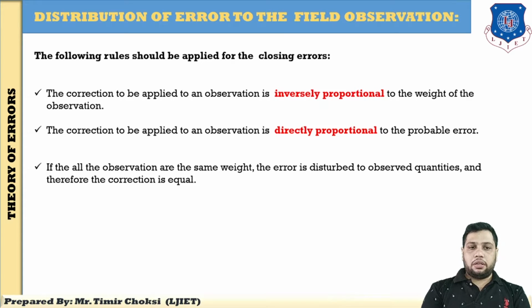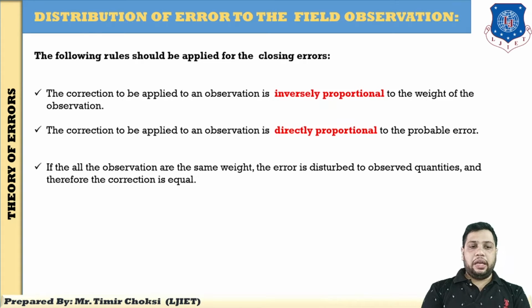The correction to be applied to an observation is inversely proportional to the weight of the observation. Second, the correction to be applied to an observation is directly proportional to the probable error. I have already explained the concept of weight and probable error in a previous session.